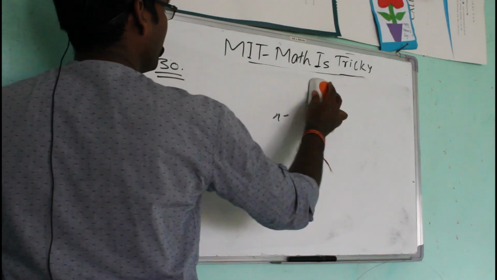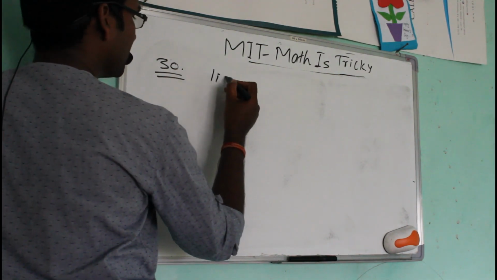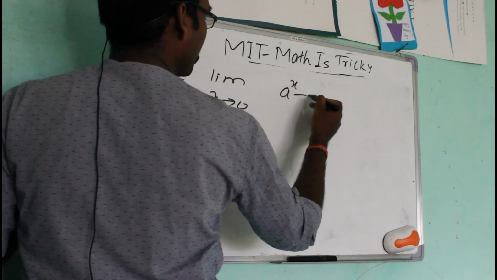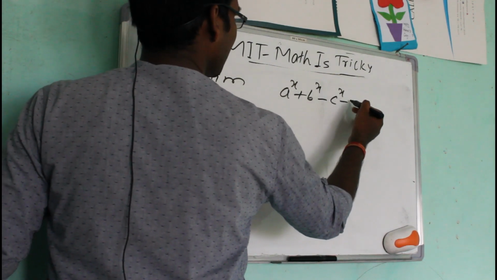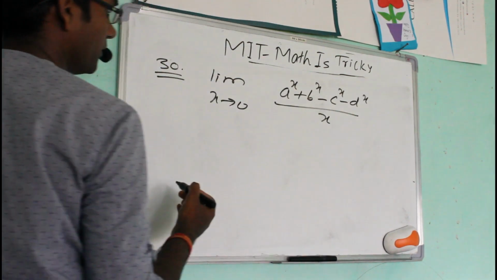Number 30, one more problem I'm taking for you, and then I'll be moving to the next question. Next problem: suppose your limit x tends to 0, (a power x plus b power x minus c power x minus d power x) by x. How do you solve it?